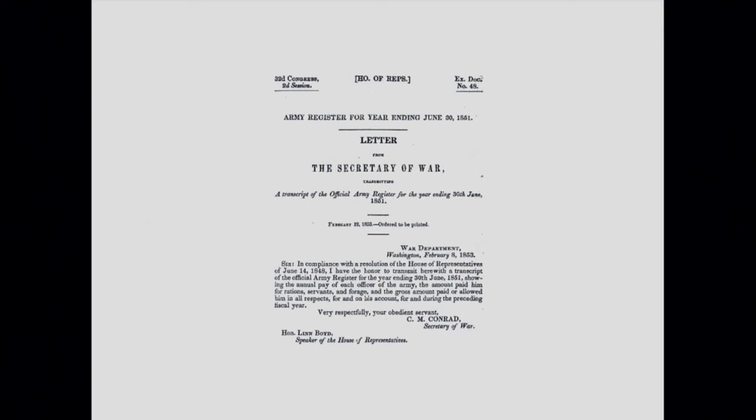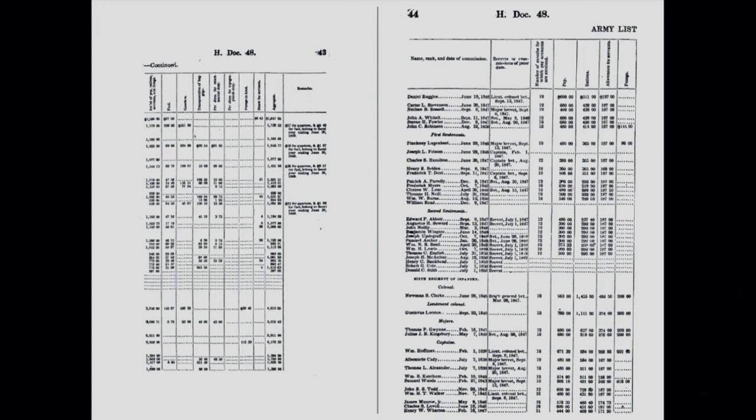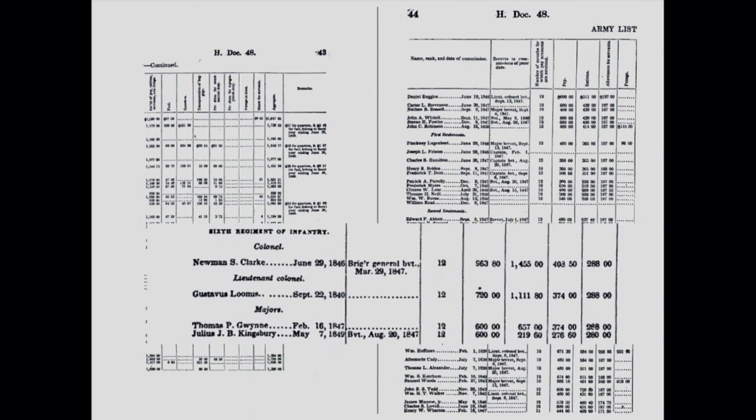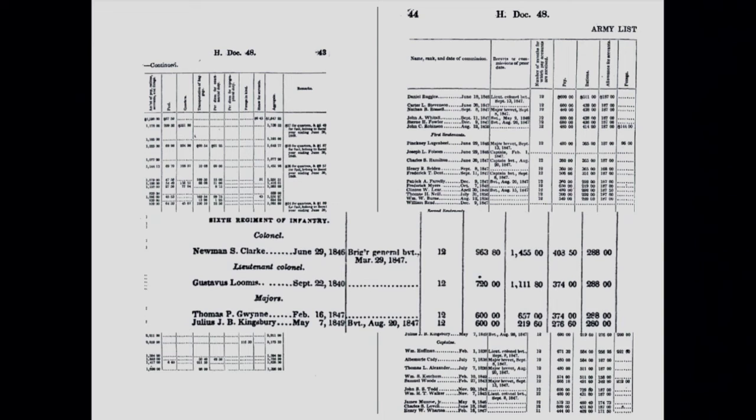I mentioned Army registers. Not all of the Army registers appear in the serial set, but this one from 1851 does. And interestingly enough, the 1851 follows it in the same volume. This one may be a little hard to read or see, but again, you get information on, in this case, the 6th Regiment of Infantry. We can see the colonel was Newman S. Clark. He'd been breveted Brigadier General in 1847, and you get information about his pay and other remunerations.